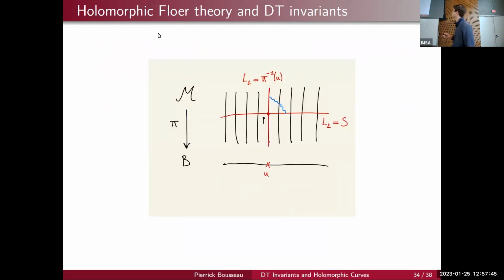Okay, so here is a very schematic picture. You have an integral system, you have your torus fiber L1, your section L2, and then you just run Floer theory, or holomorphic Floer theory, for these two Lagrangians. So here maybe it looks like it will not be interesting because these two things have only one intersection point.